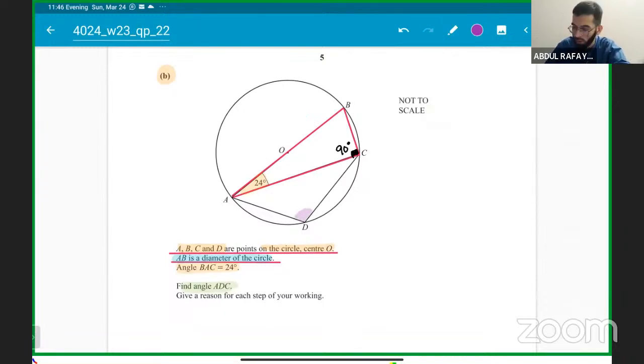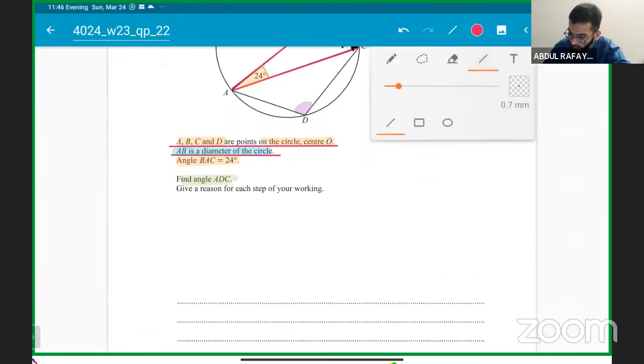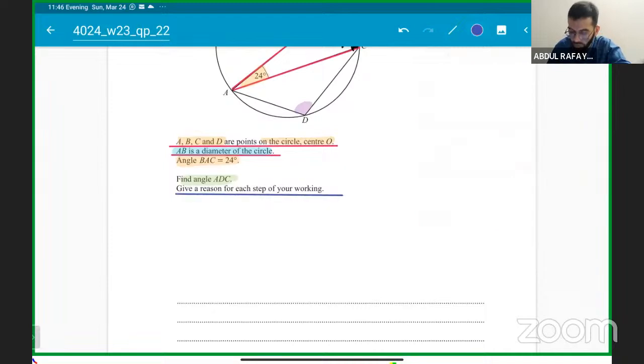Make sure you don't show the working only there, show the working here as well. Give a reason for each step of your working. So everything that you're going to do, you have to show it, okay?